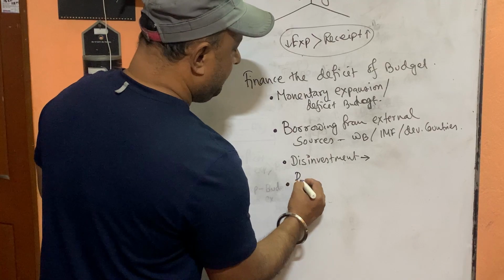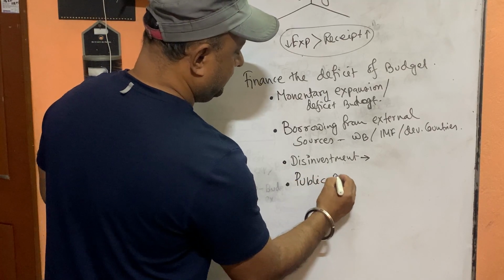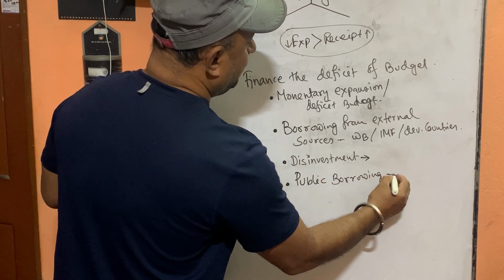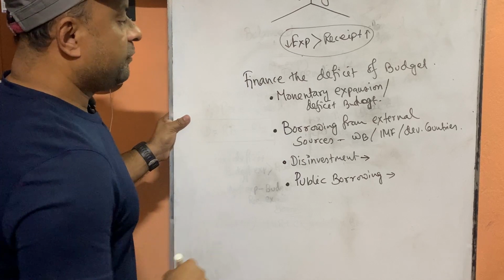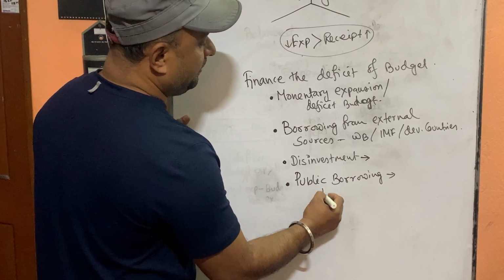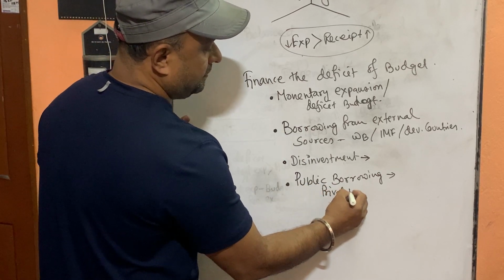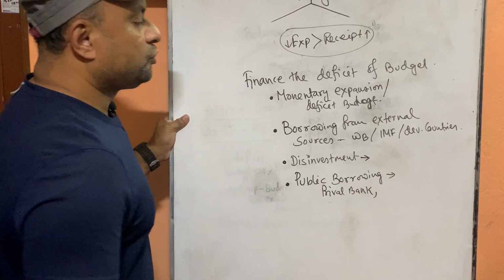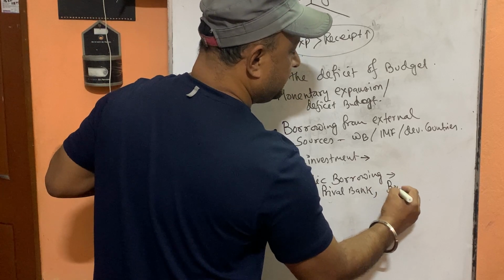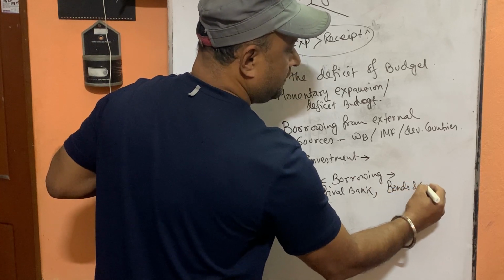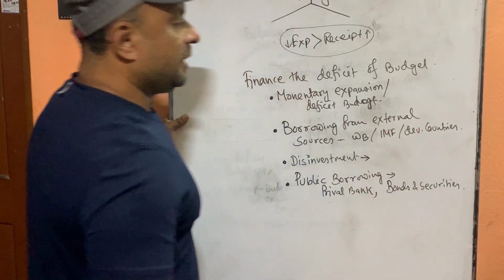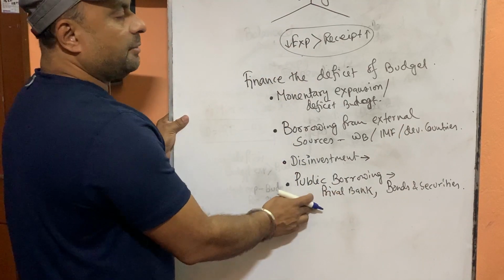Fourth one, public borrowing. Public borrowing means, within the country, government borrows. Suppose government borrows from private banks, or government borrows from the public through issuing bonds and securities. These are public borrowing. Within the country, government may borrow.